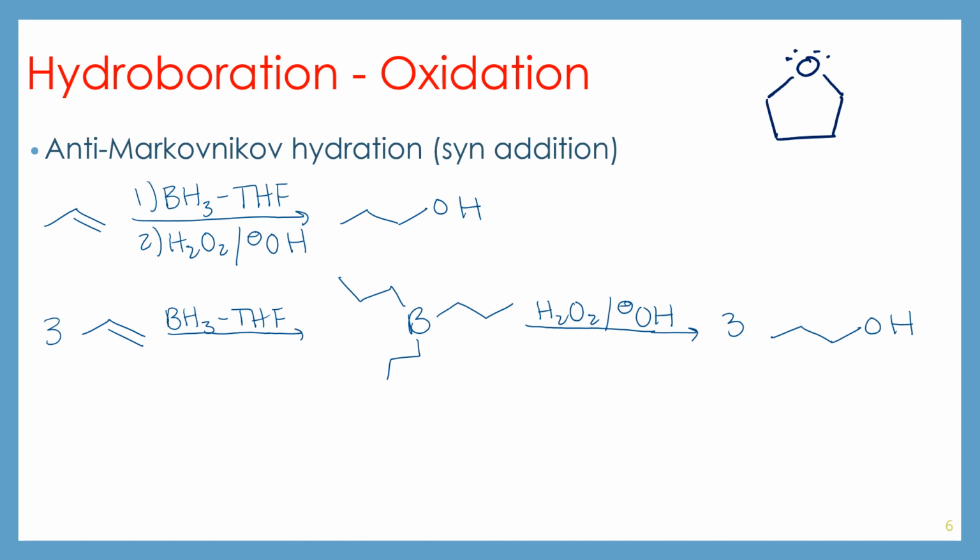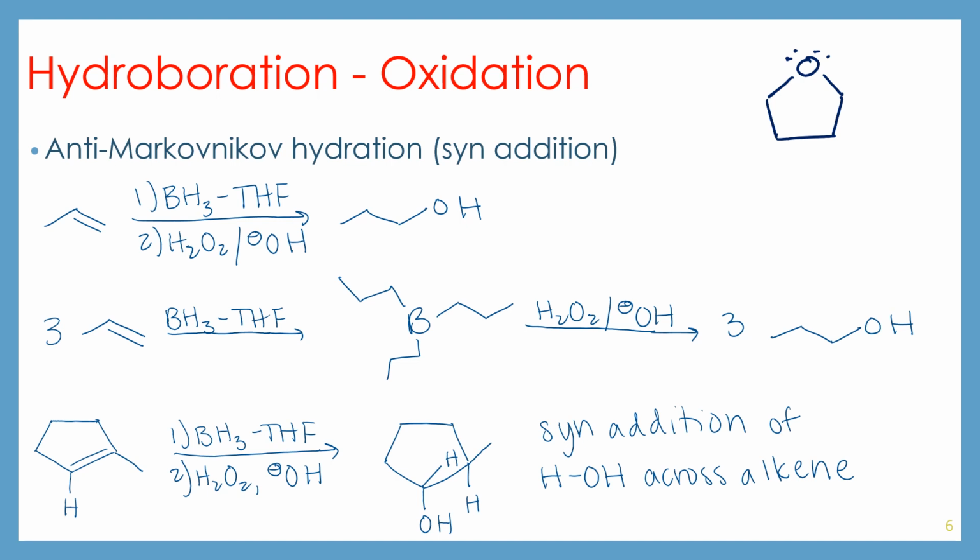And then you do an oxidation using hydrogen peroxide and sodium hydroxide typically, and that's going to give you 3 equivalents of the alcohol through essentially a substitution. So the syn addition part is that if you do react with an alkene that is cyclic, the hydrogen and the alcohol from the reaction are added to the same face of the cyclic structure. So you'll have to represent that in stereochemistry if you have that situation.